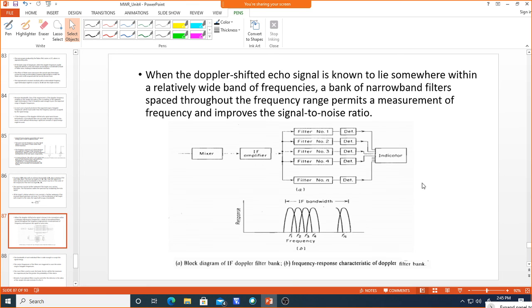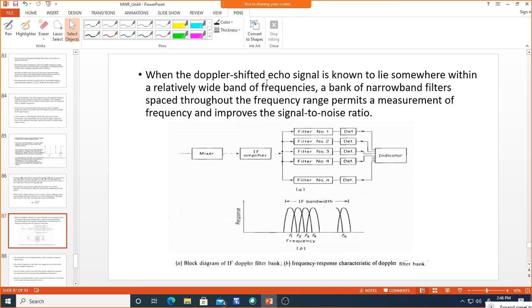Now we can use filters, after the IF amplifier or before the indicator, to widen the bandwidth. We can use different filter banks and also widen the bandwidth. These filters will be staggered in frequency, that is, each filter will have some finite bandwidth, and they are connected in this fashion so that the frequency bandwidths overlap to widen the complete bandwidth.